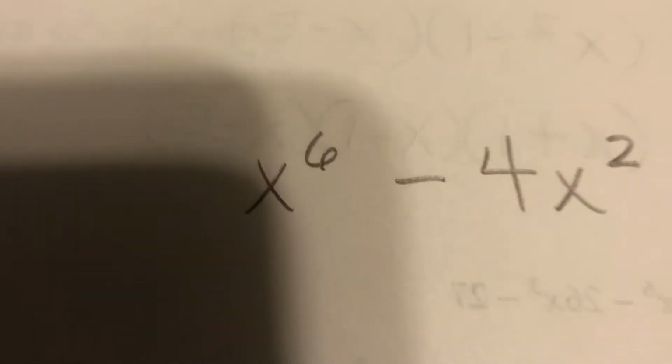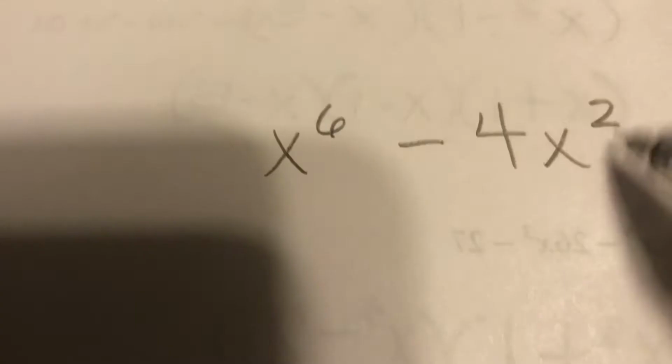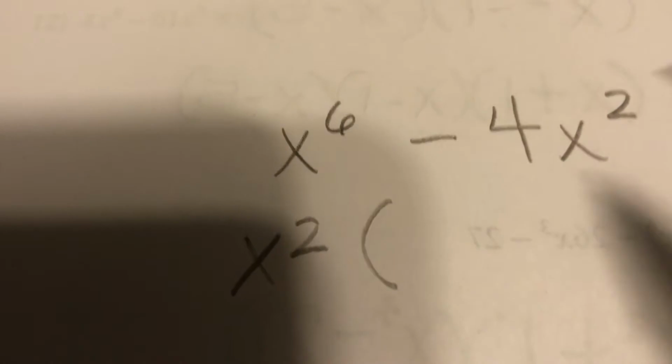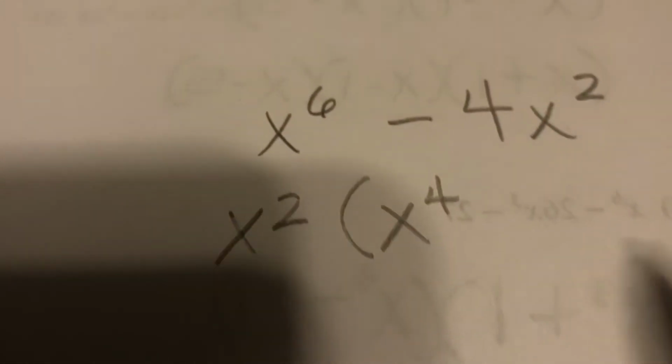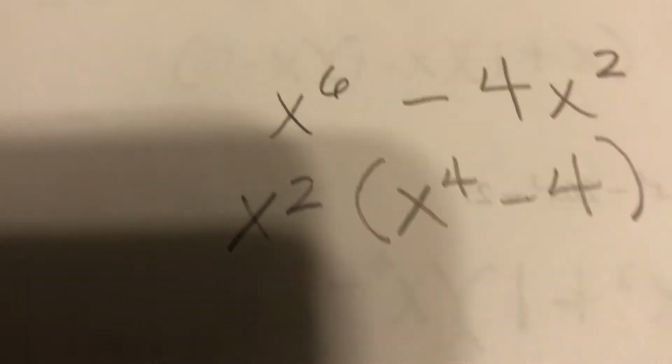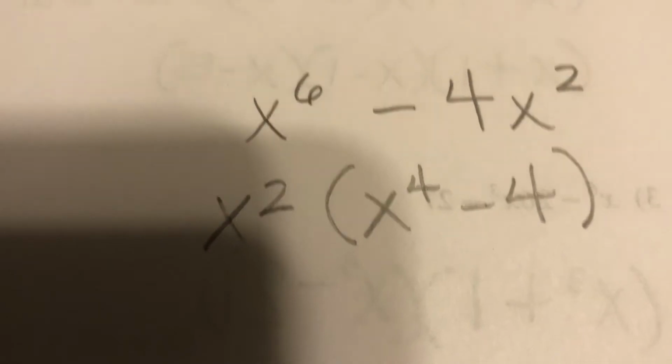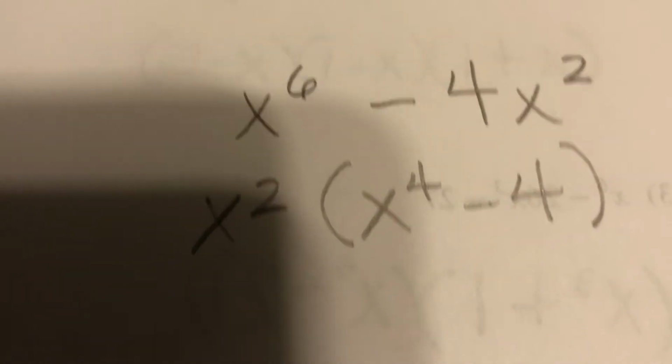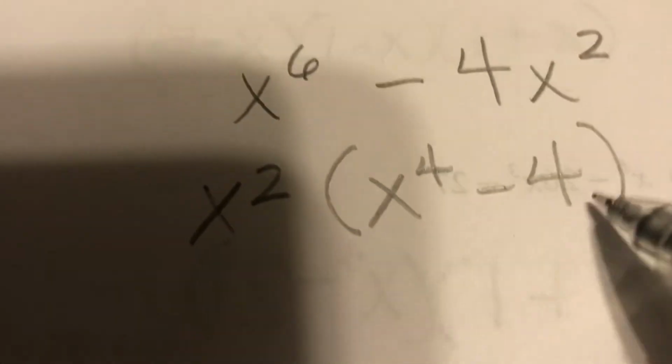For the next one, I don't have any numbers in common, but notice I have x's, so I can pull that x squared out. X squared times x to the 4th would give me x to the 6th. X squared times negative 4 would give me negative 4x squared. And when I see that, it's just like that one we saw in the first one. This is a difference of squares.